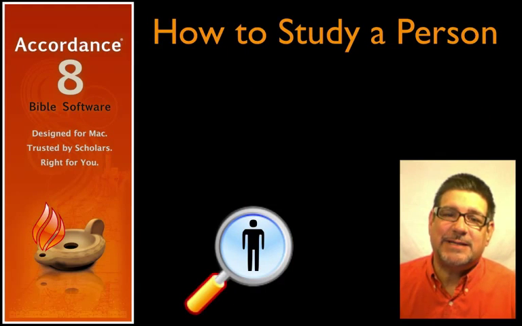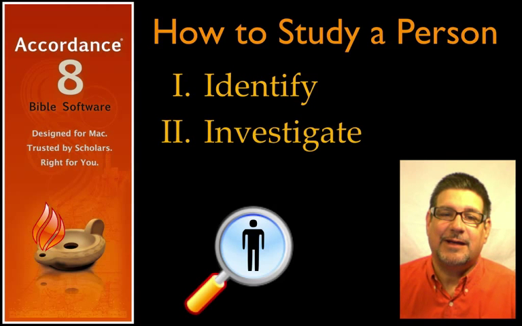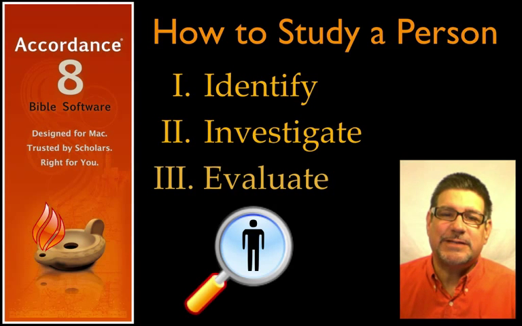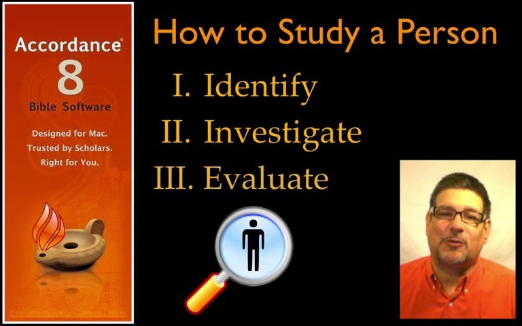There are 3 basic steps to researching anything or anyone in the Bible: identify, investigate, and evaluate. The first task, identify, determines the focus of our research. The second, investigate, is where we gather information. The third, evaluate, is the sifting, collating, and corroborating that concludes all good detective work.